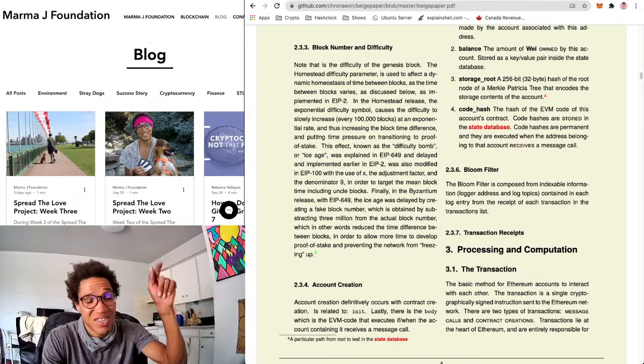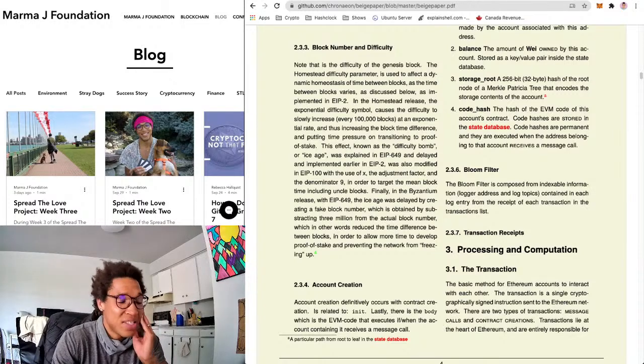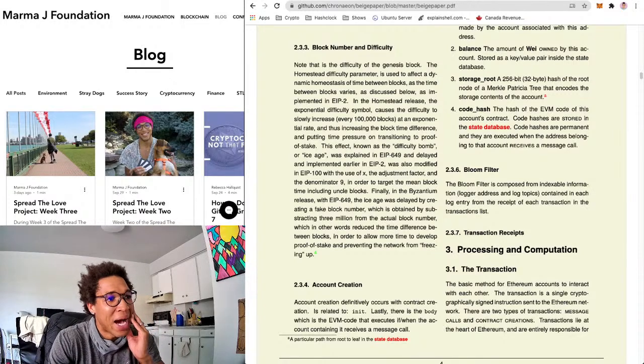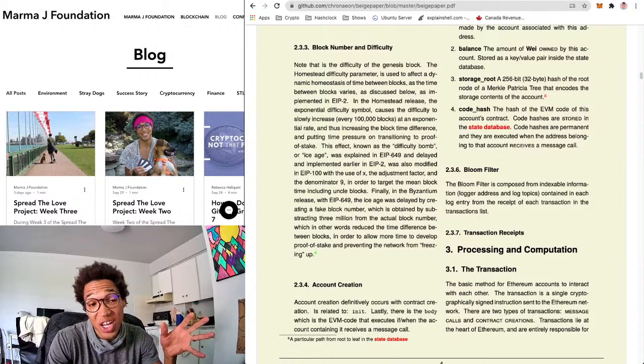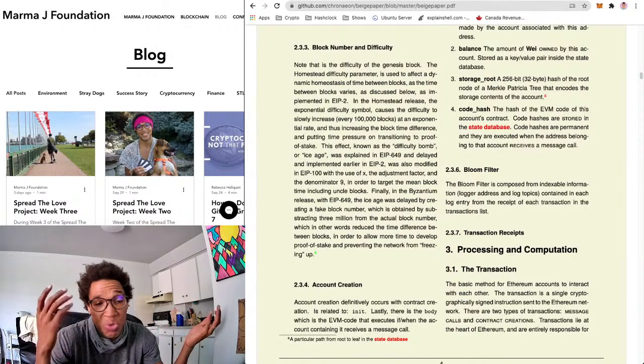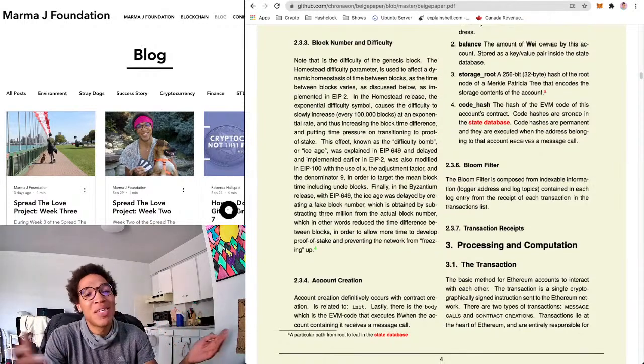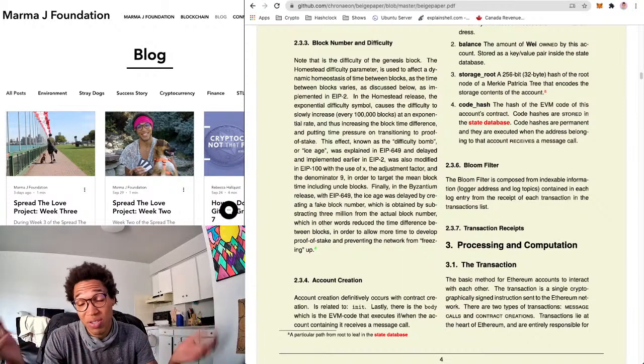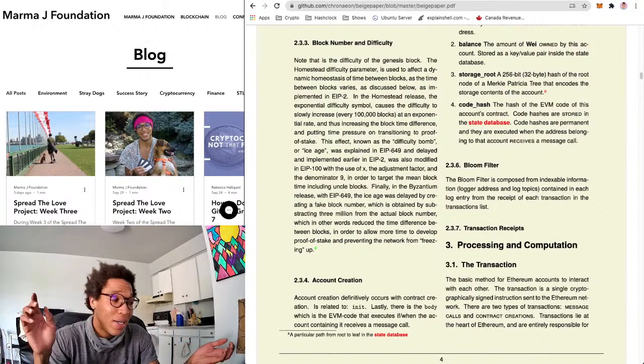Okay, this is actually not that important. I'm not going to read this whole thing. This is just explaining how difficulty has been changed over the years. Who cares? Basically, difficulty can be changed and adjusted now, and there's a difficulty bomb set in to push towards going to Ethereum 2.0.